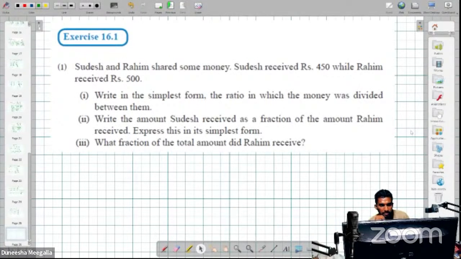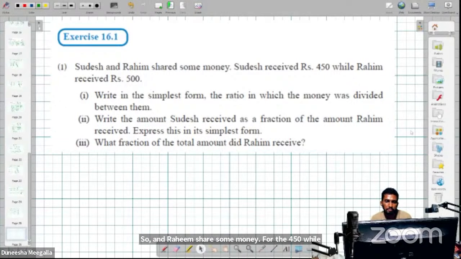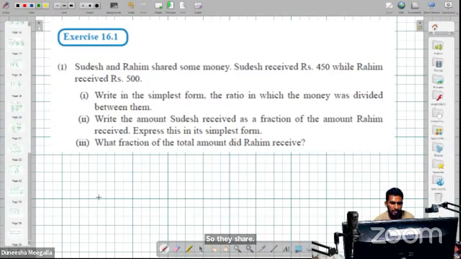Sudesh and Rahim shared some money. Sudesh received 450, while Rahim received 500. Write in the simplest form the ratio in which the money was divided between them. What are the names mentioned here? Who are they? Sudesh and Rahim.